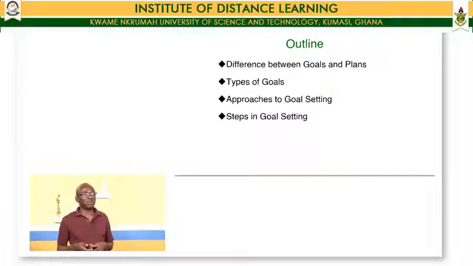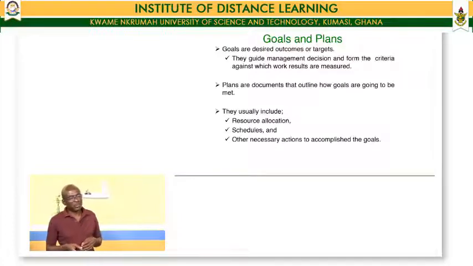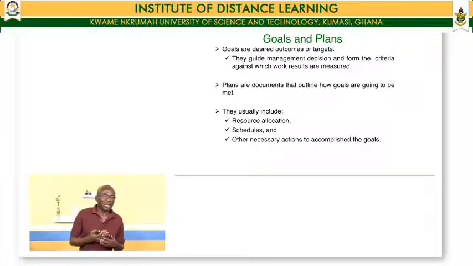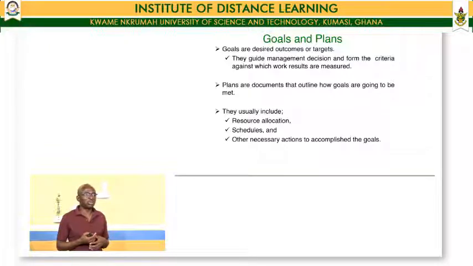In this topic, we shall look at the difference between goals and plans, the types of goals we have, approaches to goal setting, and steps in goal setting. Now, what's the difference between a goal and a plan? A goal is a desired outcome or target, and it guides us in our decision making, or the type of action that we want to take.